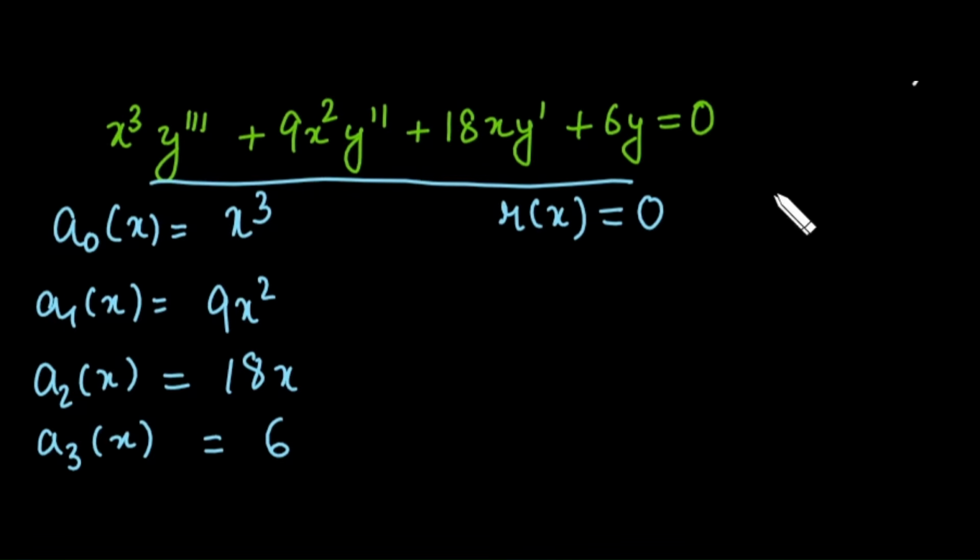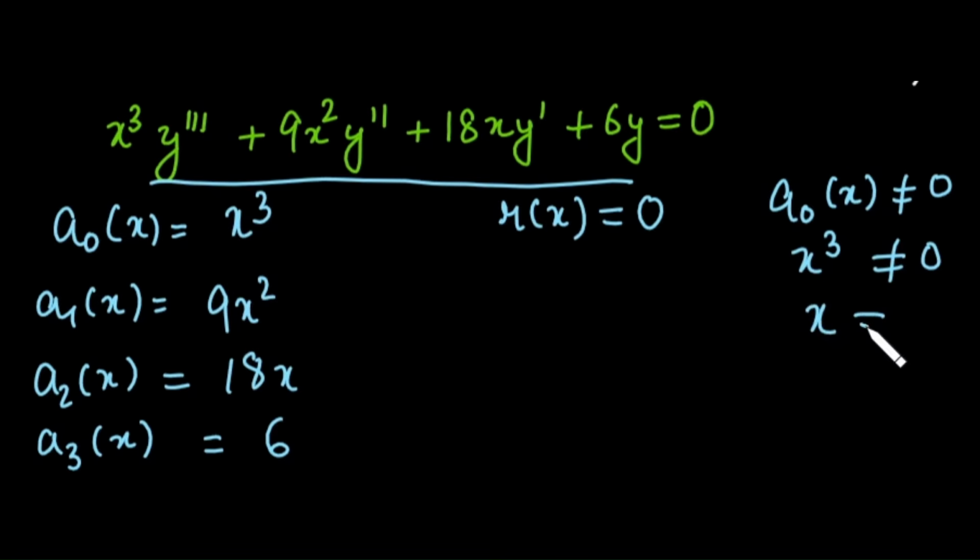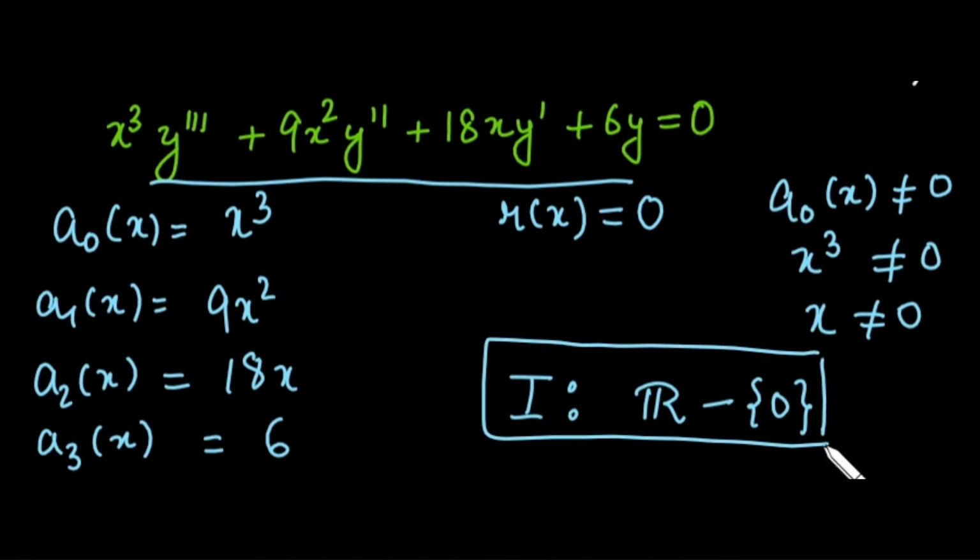But there is a second condition. The second condition says that a0(x) is not equal to 0. So what is the value of a0? That is x cubed. So this is not equal to 0 for all values of x except 0. So x should not be equal to 0. So finally we are getting the interval as the set of all real numbers except 0. So on this interval, the given differential equation is normal.